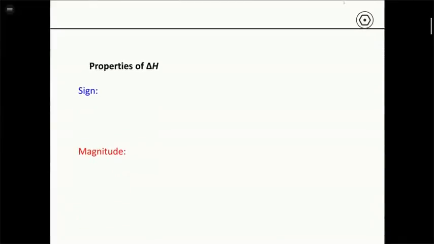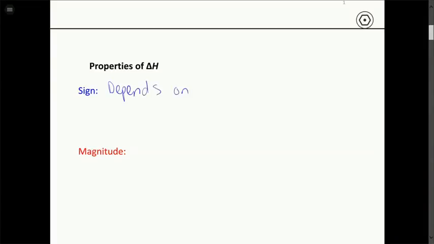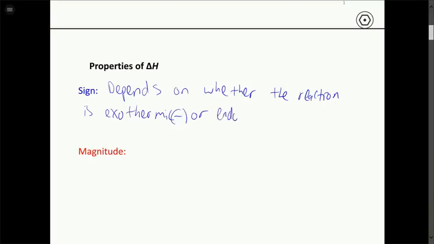So let's first review some of the properties of delta H, which we're going to need to consider when we're doing this. So we talked about the sign of delta H, and that's determined by whether the reaction is exothermic or endothermic. All right, and we saw that both are possible. You can have either positive or negative values for change in enthalpy. So exothermic reactions have a negative delta H, endothermic reactions are positive.